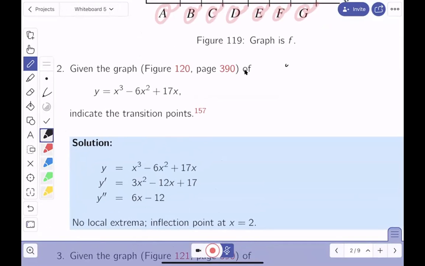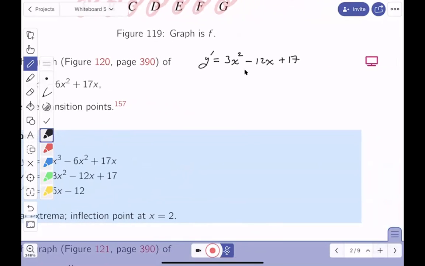What's the work going to be? Well, I need to write down y equals, well, I got that, I don't need to put that down again, but I need y prime. What's that going to be? 3x squared minus 12x plus 17. Boy, that's nasty looking, isn't it? I'll come back to that later. Let's look at the second derivative. What's that going to be? Not 3, it's going to be 6x minus 12. To be honest with you, this one's easier for me to deal with.